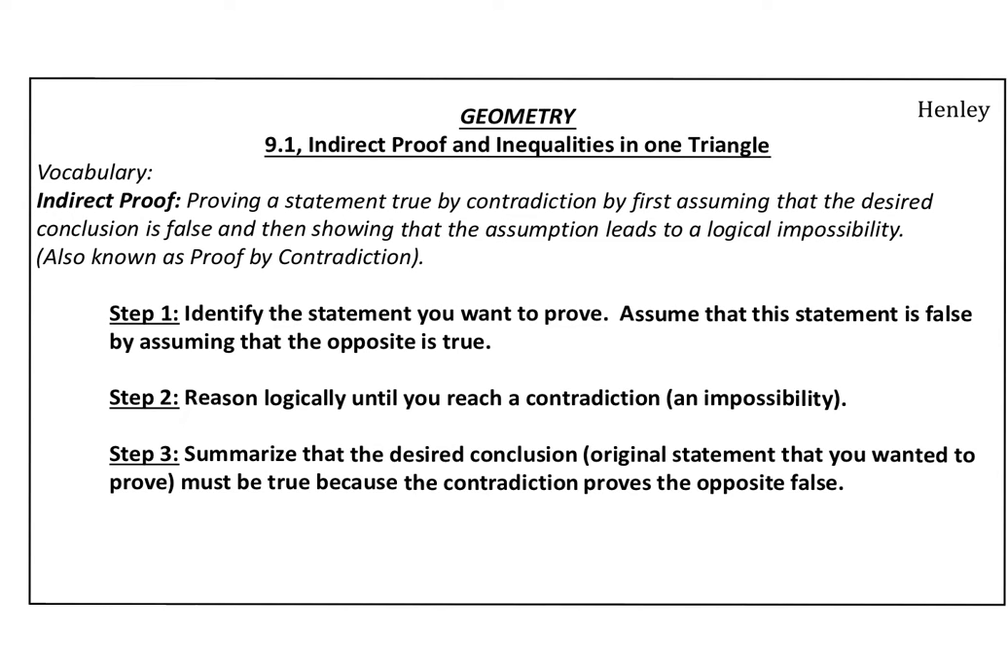Indirect proof and inequalities in one triangle. This is a new vocabulary word. Proving a statement true by contradiction by first assuming that the desired conclusion is false and then showing that the assumption leads to a logical impossibility. It's also known as proof by contradiction.